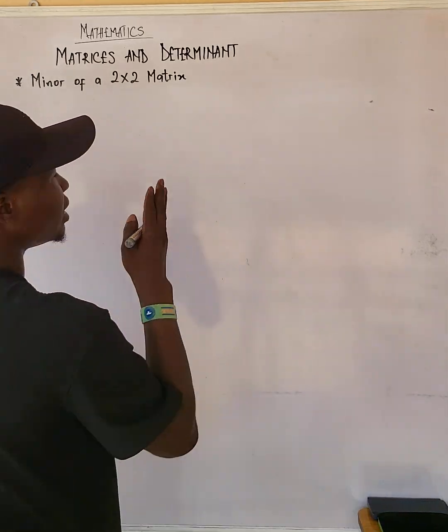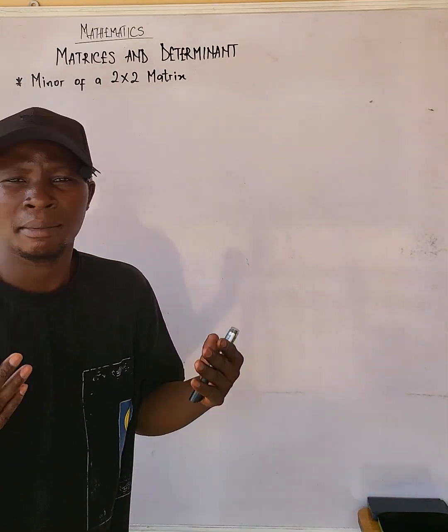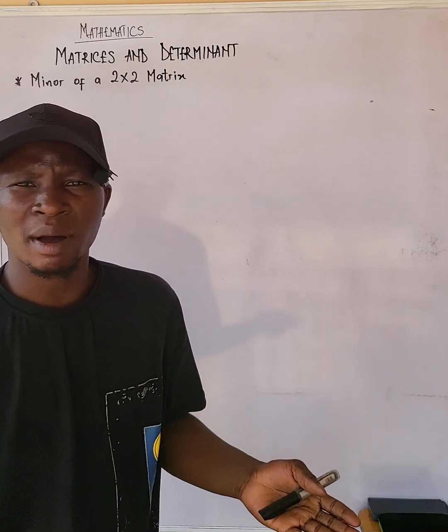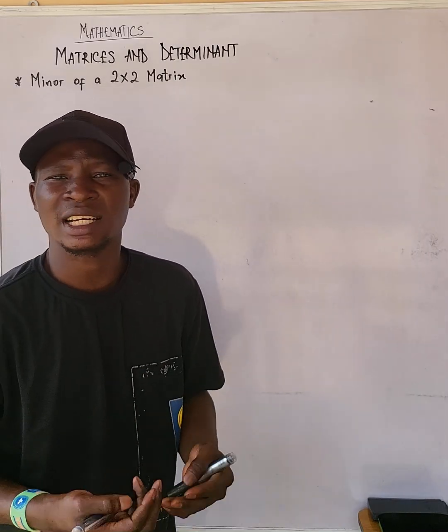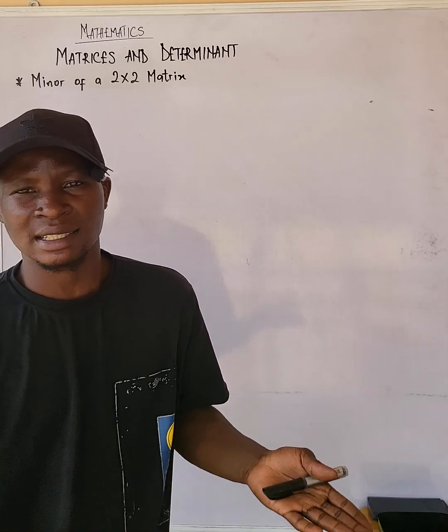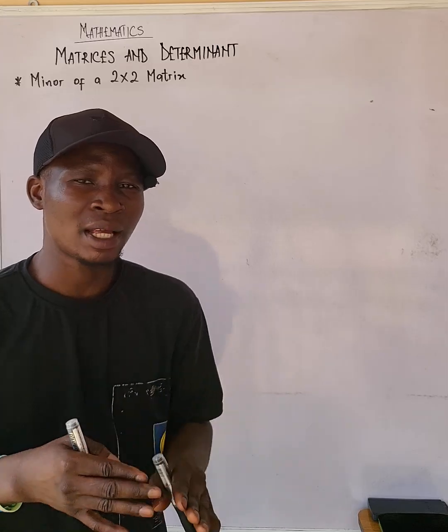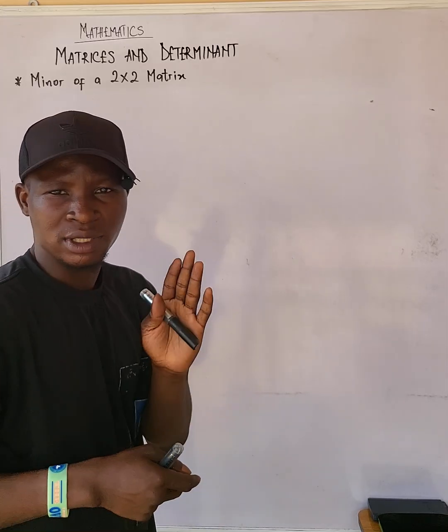Now, here we want to explain what is minor, how you get minor of a matrix, how you get cofactor of a matrix, how you get the transpose of a matrix, and how you get the adjoint, and how you get inverse of a matrix. So if that is your issue on matrices and determinants, please stay behind and let's solve these things together.